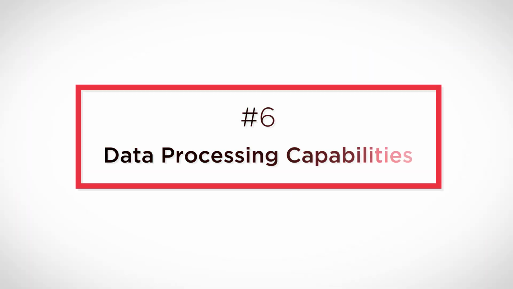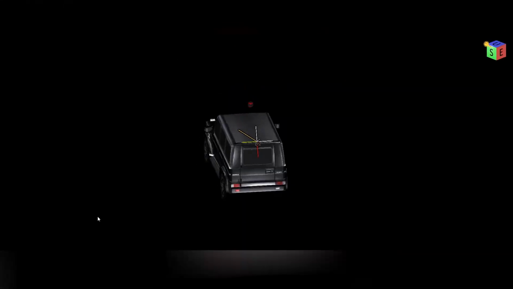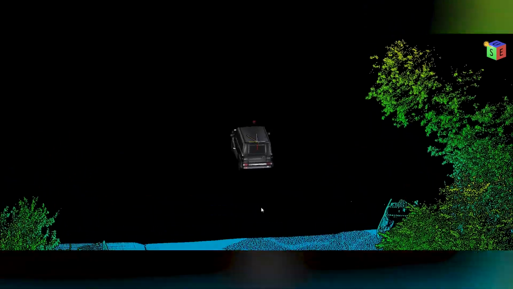Number 6, data processing capabilities. Fast and efficient data processing is essential for utilities to quickly analyze and act on the information collected. The drone LiDAR system should be compatible with industry-standard software for data processing, analysis, and visualization. In some cases, real-time or near real-time data processing can be beneficial for rapid decision-making.